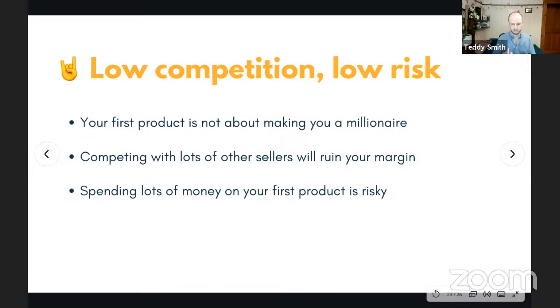Your first product is not about making you a millionaire. It's not about competing with loads of other sellers. And it's not about spending loads of money on your first product. That's a summary of the strategy I use for finding products. Let me just go through some of these questions.